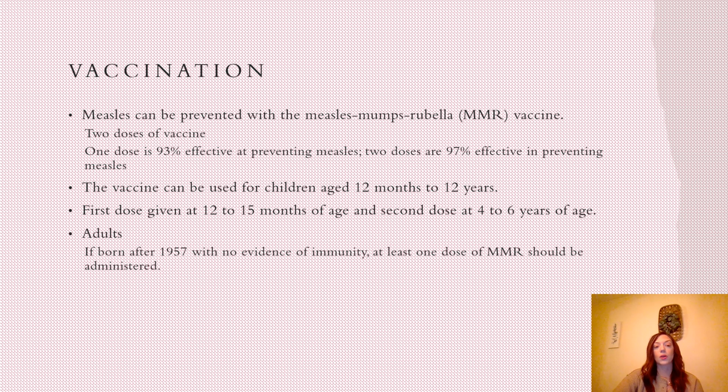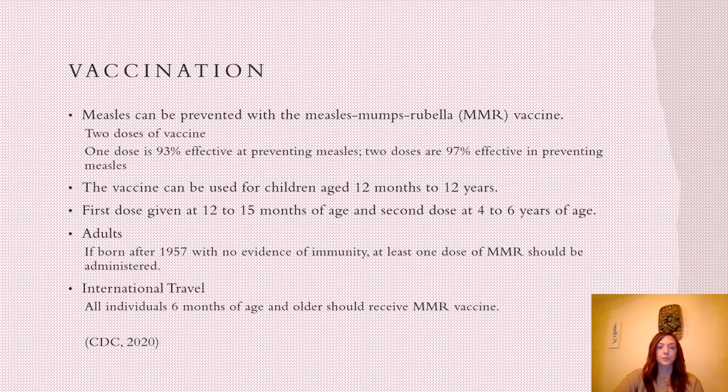If an adult is born after 1957 and has no evidence of immunization or immunity, at least 1 dose of MMR should be administered. All individuals 6 months of age and older should receive the MMR vaccine prior to international travel. If the individual is less than 12 months of age, they will need 1 MMR vaccine. And if they are above 12 months of age, they need to have 2 MMR vaccines prior to international travel.